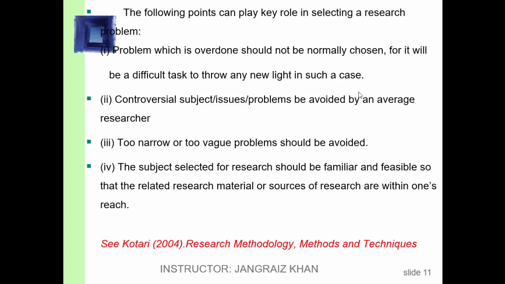Every student knows, every researcher knows that before coming to the research, he completes his coursework. So he should select such a problem which is relevant to the subject in which he has the expertise, in which he has enough knowledge. Because if he selects a problem from a subject with which he is not too familiar, he may face problems not only in the statement of the problem but also in solving the problem.